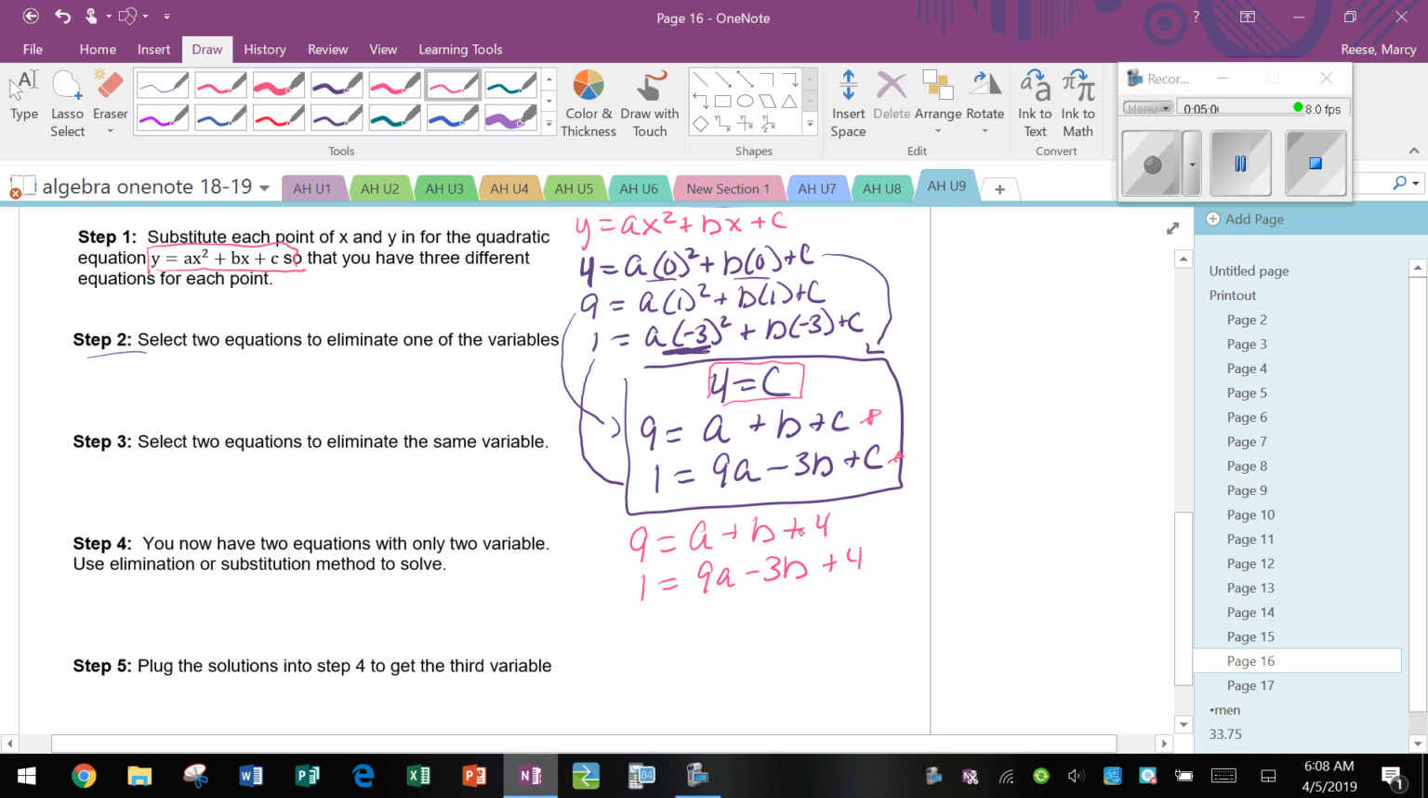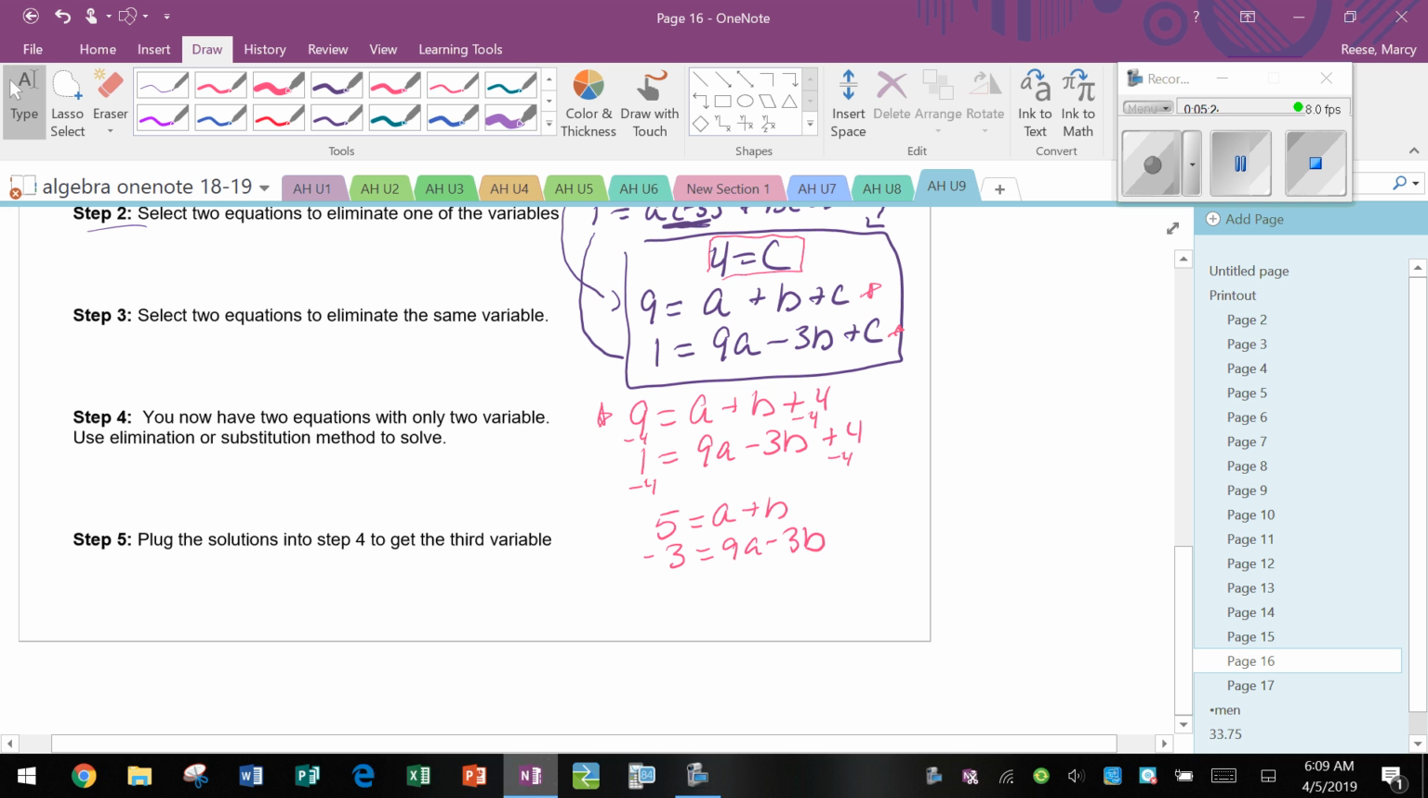Okay, and then I'm going to simplify further. I'm going to bring that 4 to the other side for both of these. So this top equation is now going to become 5 equals a plus b, and the bottom one is going to become negative 3 equals 9a minus 3b. And then you're solved. You got this. You can just do a regular systems of equations. I would do an elimination method, probably, and multiply this one by 3.